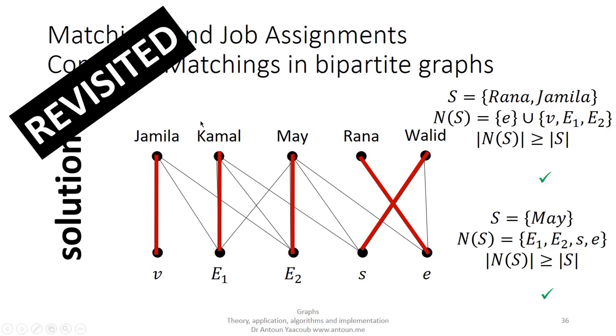So a bipartite graph with two sets X and Y, where the number of vertices in X is equal to the number of vertices in Y, has a perfect matching if and only if the number of elements in the neighborhood of S is greater than or equal to the number of vertices in S, and this is for every subset of X. So it's the same, but it's called Hall's marriage theorem.